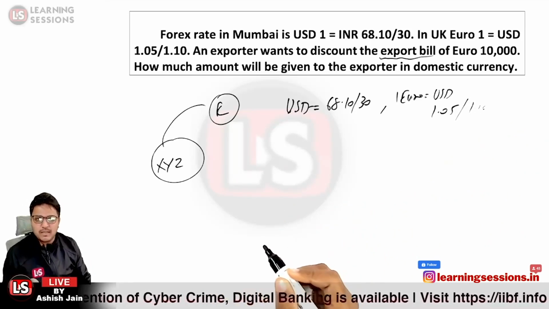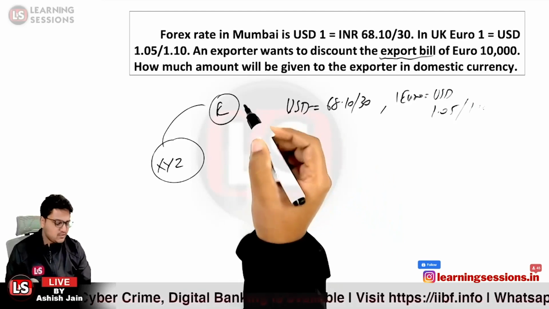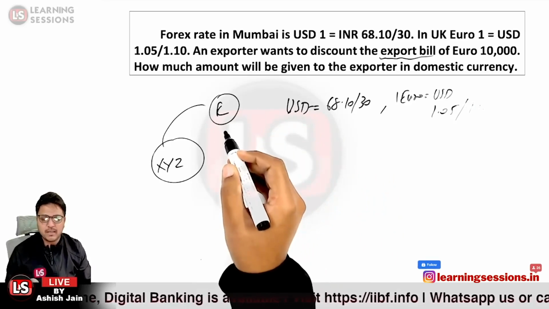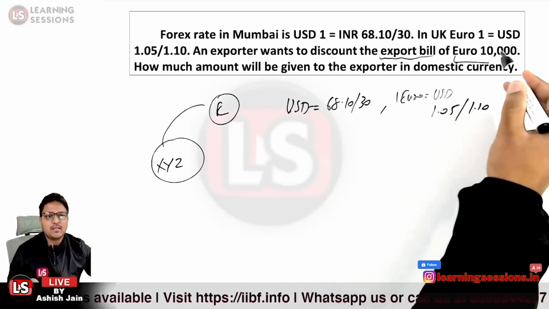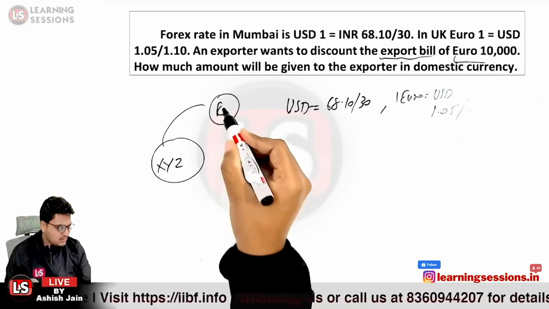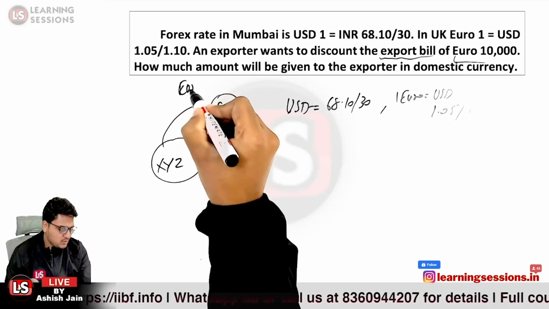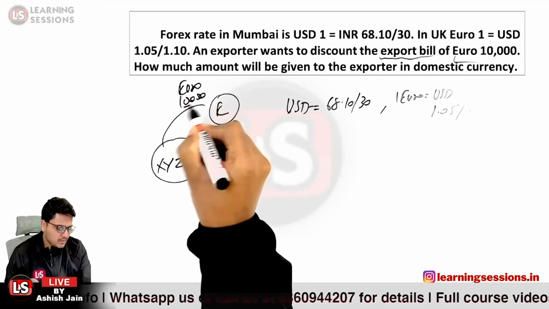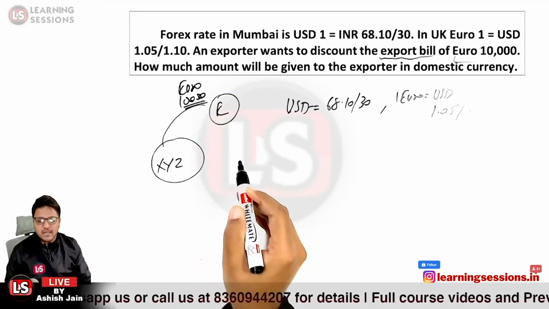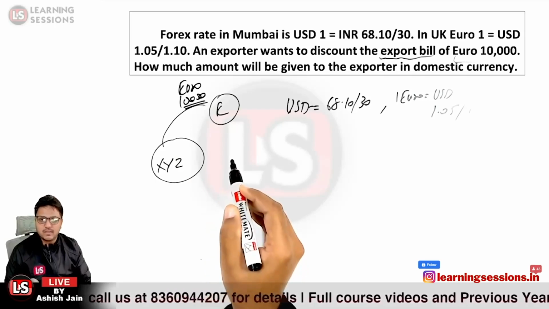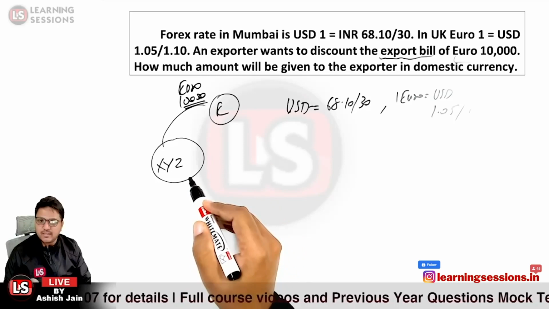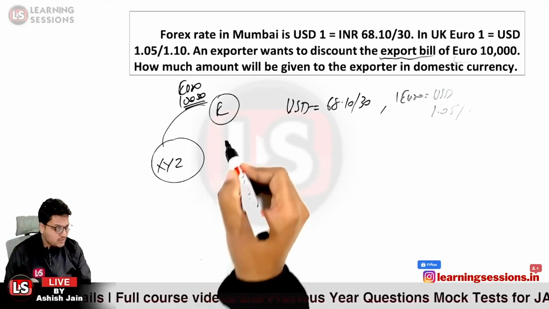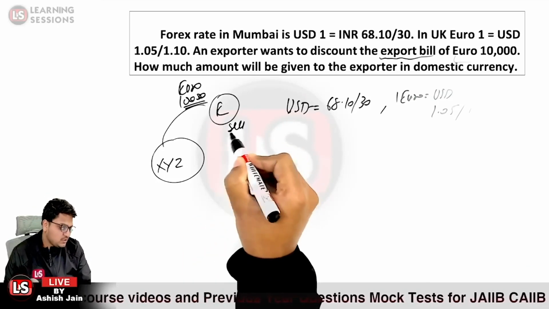Now what is the scenario over here? The bill is drawn in Euro 10,000. It's not in USD. You must keep that in mind. So this is the bill which is in Euro, that is Euro 10,000, and further it is now to be discounted. Now the exporter wants to sell this bill to XYZ. In case of euro, he wants to sell the euros.